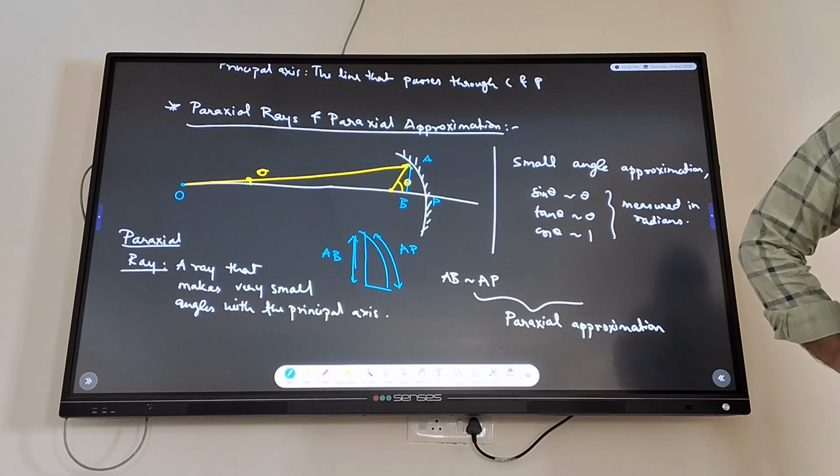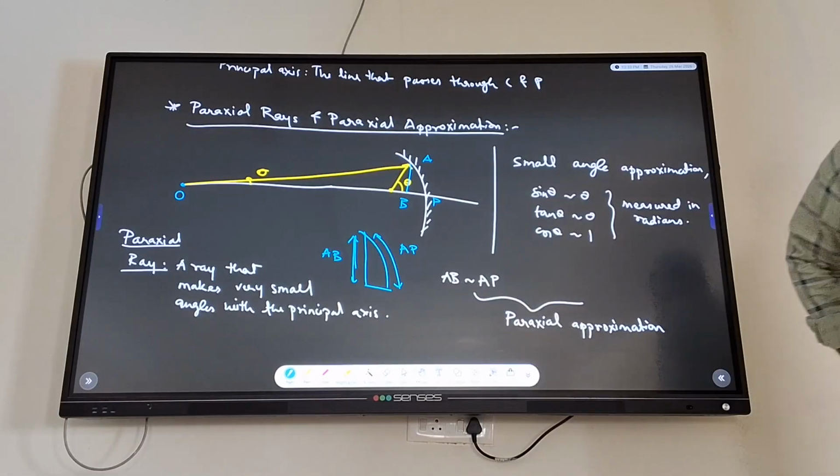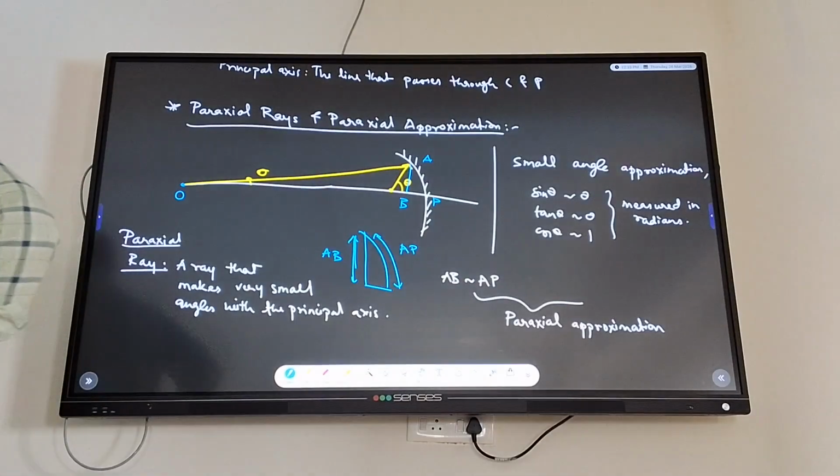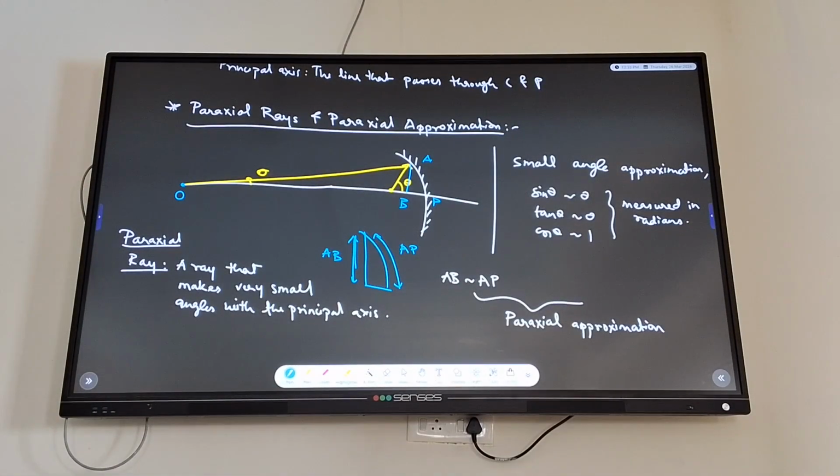Can I go forward? Keep it as a note, a thing to remember.